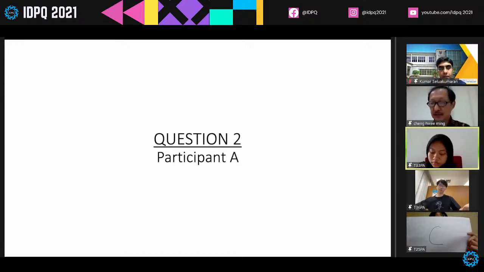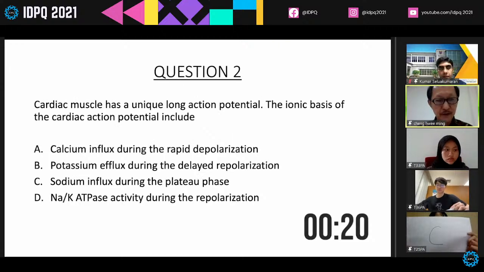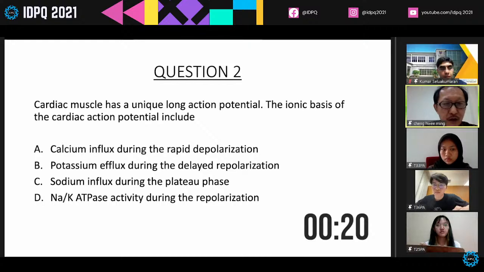Okay, so let's have the second question. Question 2. Cardiac muscle has a unique long action potential. The ionic basis of the cardiac action potential include calcium influx during the rapid depolarization, potassium efflux during the delayed repolarization, sodium influx during the plateau phase, or sodium-potassium ATPase activity during the repolarization.